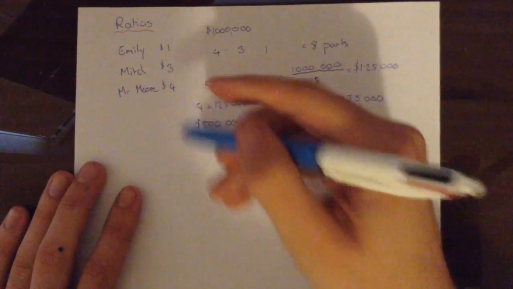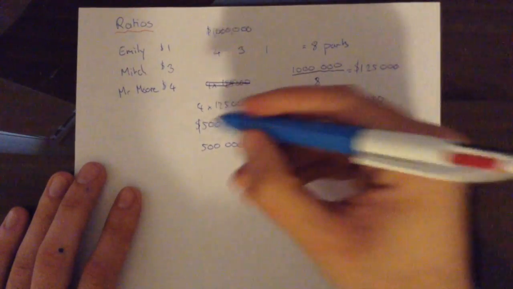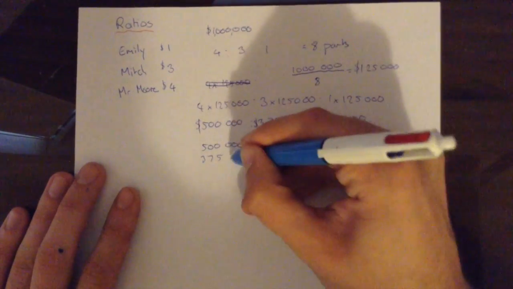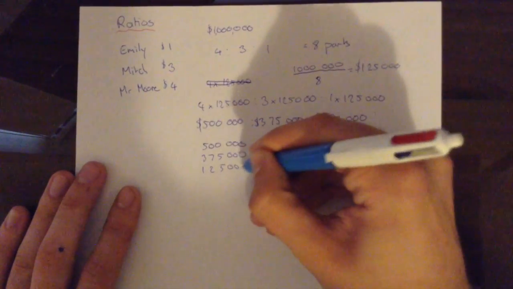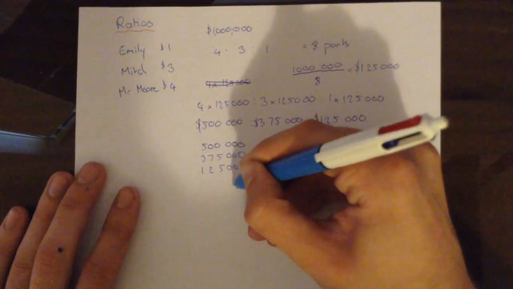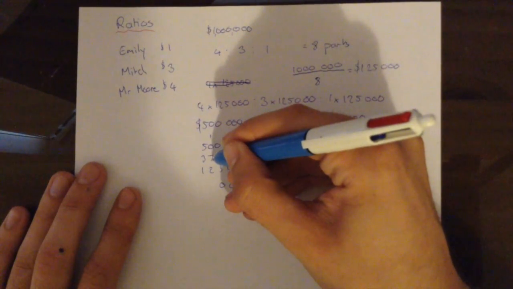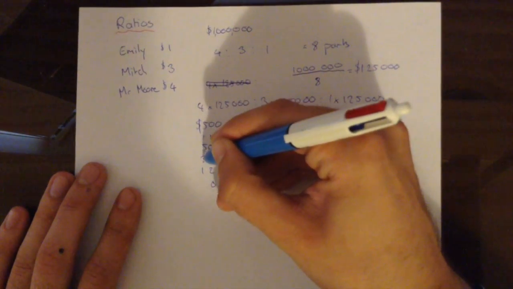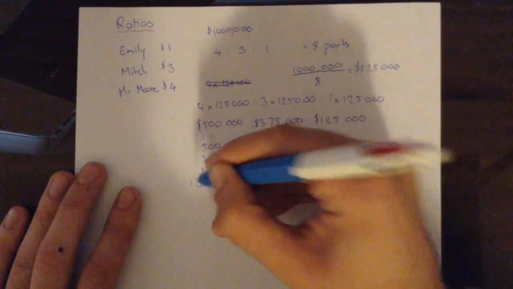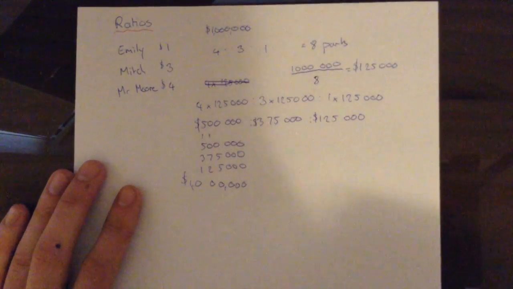So let's just double check that. I've got 500,000 plus 375,000 plus 125,000. The zeros of course add up. 5 plus 5 is 10. 1 plus 7 is 8, plus 2 is 10. 1 plus 5 is 6, plus 3 is 9, plus 1 is 10. That gets me of course my $1 million. So you can see here that it's been broken up fairly.